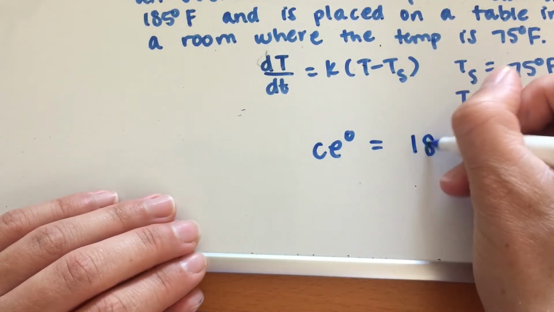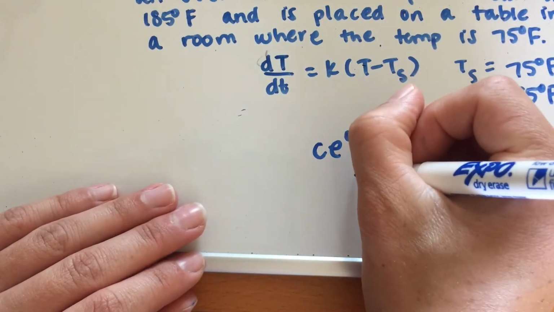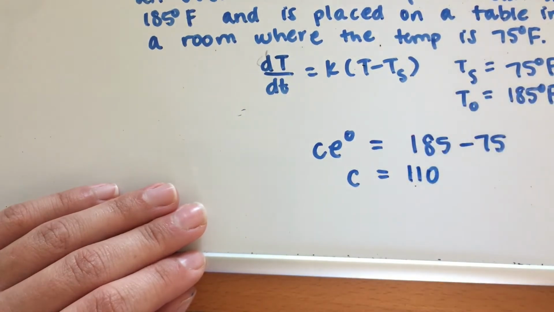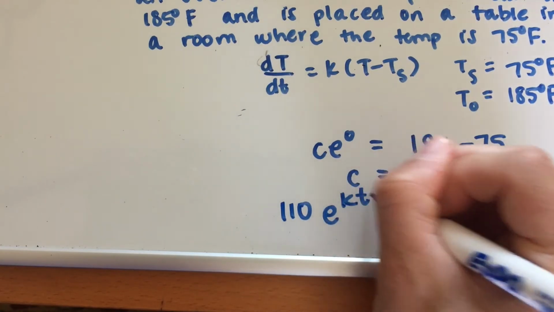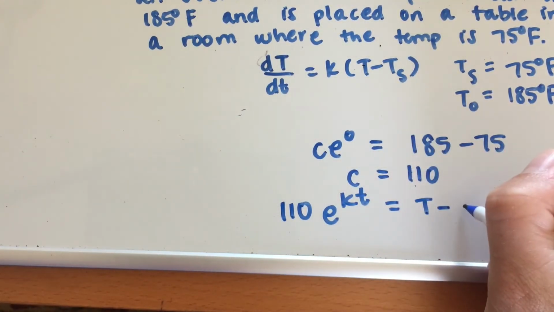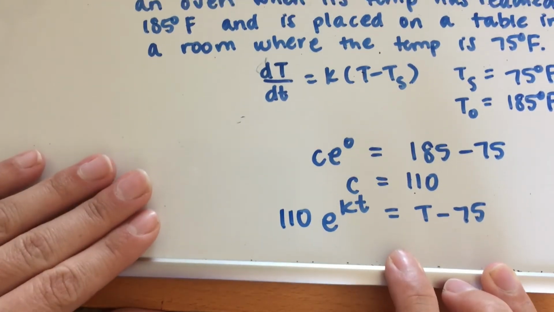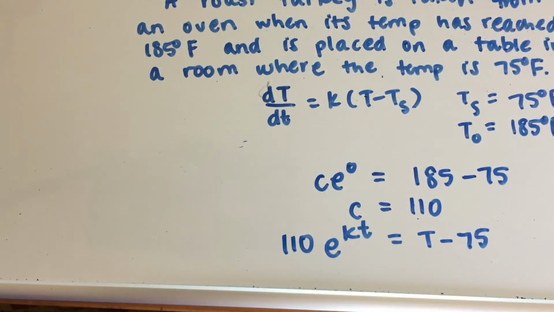At time zero, c equals the initial temperature minus the surrounding temperature here. So our c is equal to 185 minus 75, which is 110. So now we have 110 e to the kt equals T minus the surrounding temperature, which is 75. Now the first question asks, if the temperature of the turkey is 150 degrees after half an hour, what is the temperature after 45 minutes?